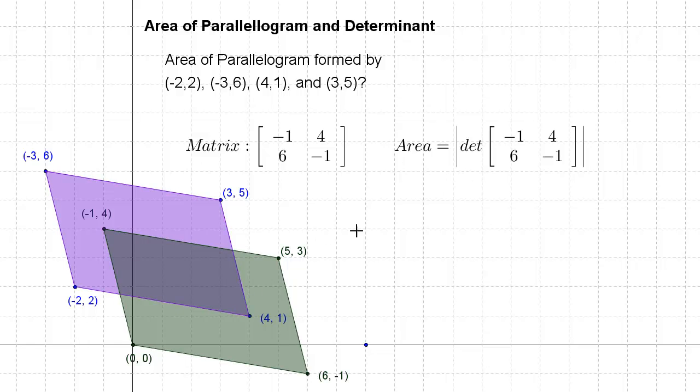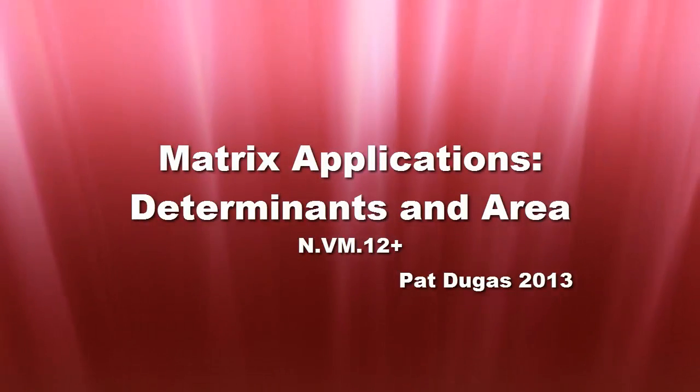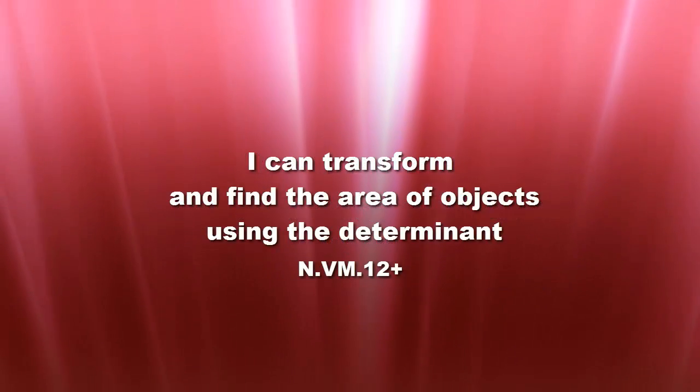So the area of this parallelogram is going to be the absolute value of the determinant of that matrix we just formed, which is going to be negative 1 times negative 1 minus 6 times 4, which is 1 minus 24, or negative 23, the absolute value of which is 23 units. So the area of this parallelogram formed by those 4 points is 23 units squared. Now there are other methods of finding the area of a parallelogram, but oftentimes this is the fastest. So we've looked at an important application of the determinant, and that is determining the area of parallelograms rather quickly.